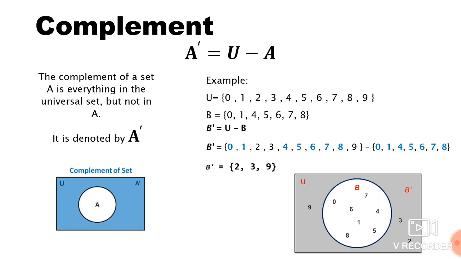Okay, now the shading part comes. We know that the complement of a set includes everything other than the set. So we will leave this circle unshaded, and the outer area will be shaded.